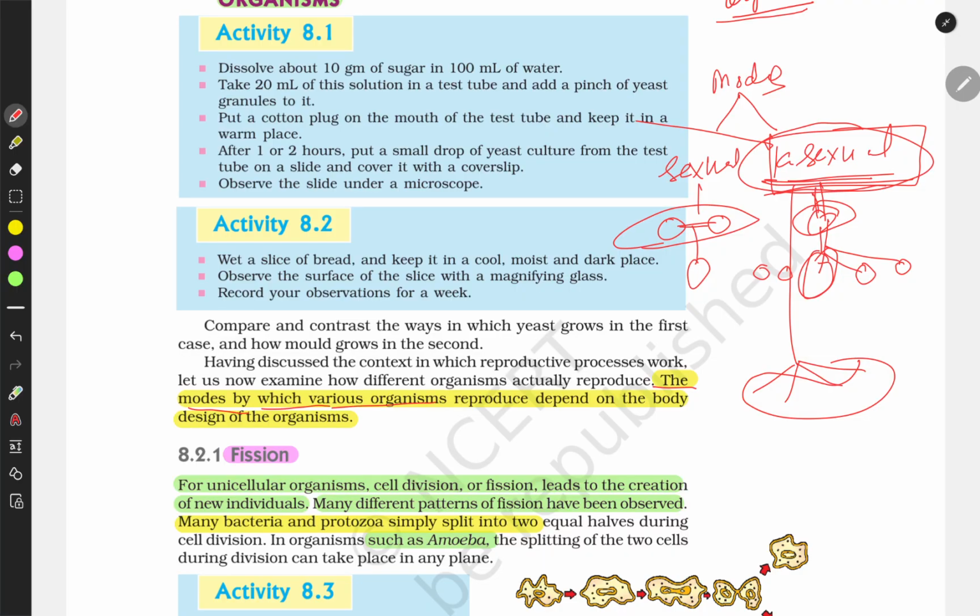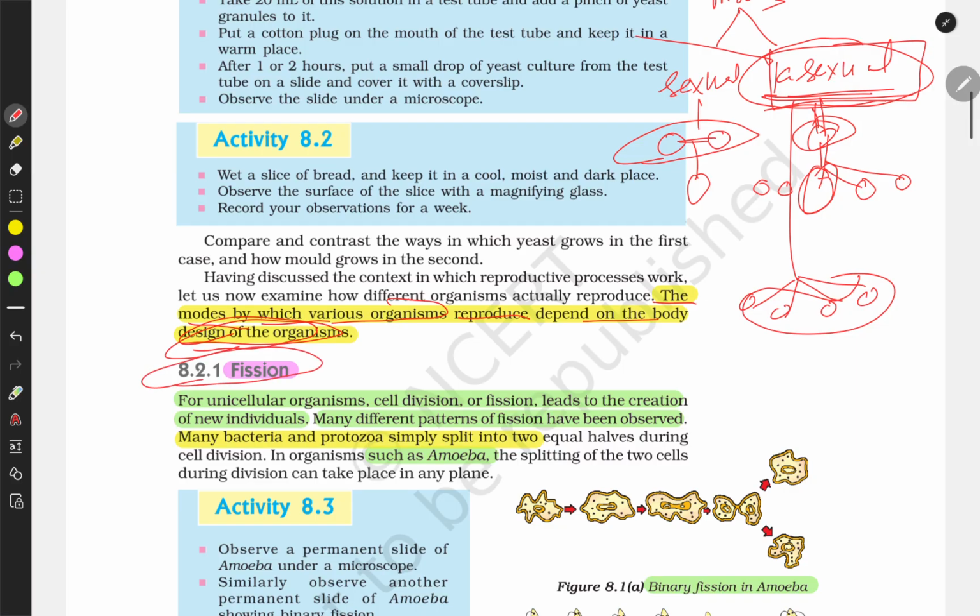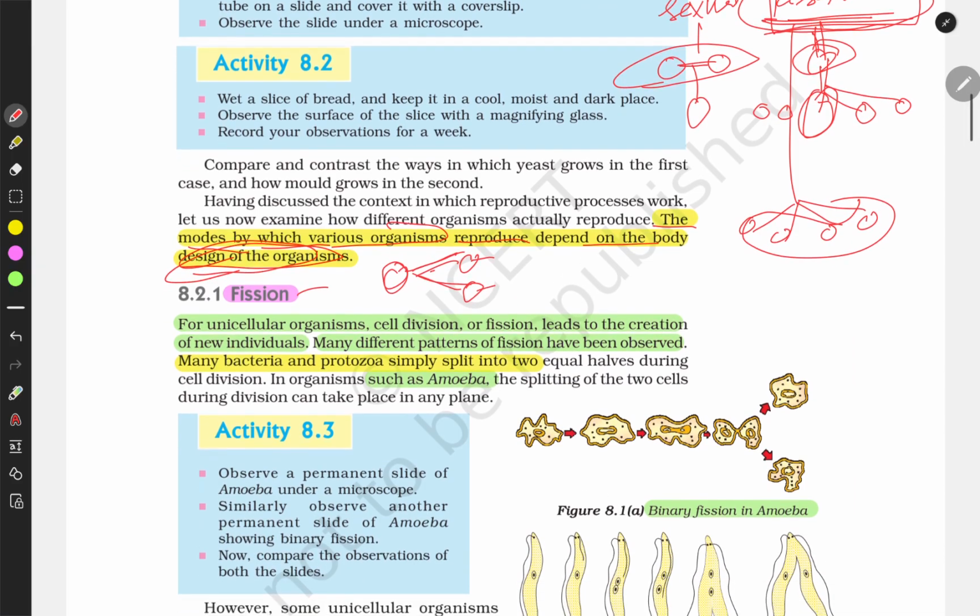The modes by which the various organisms reproduce depend on the body design. So these modes depend on the body design of the organism. The first mode is fission. We might have studied in class of physics, like nuclear fission, when one heavy atom breaks down into two lighter atoms. This is called nuclear fission. Similar happens in fission. Fission means simply breakdown, and organisms also reproduce by dividing into two.